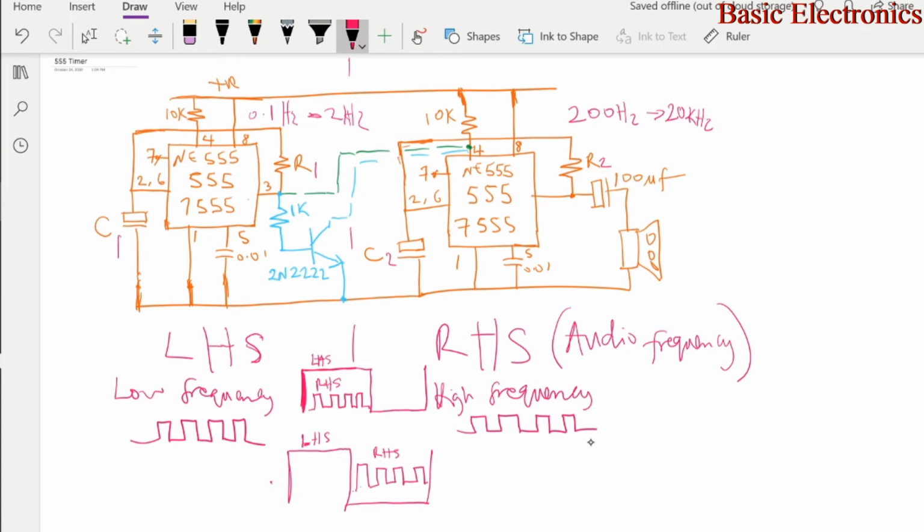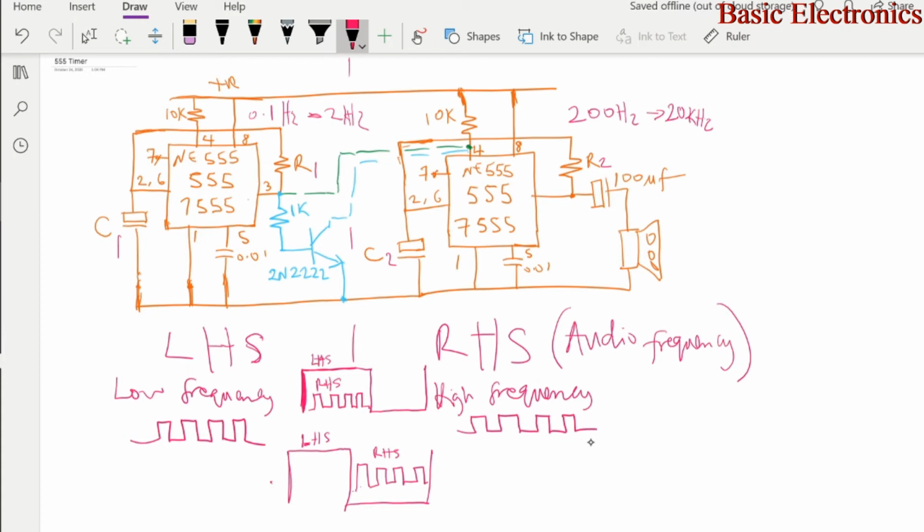To do this, we've put the circuit diagram here. Take the output of the left hand side to modulate the right hand side. Remember, pin 4 is the reset pin, so when you connect pin 3 of the left hand side directly to pin 4 of the right hand side, remember to include the pull-up resistor of 10k.